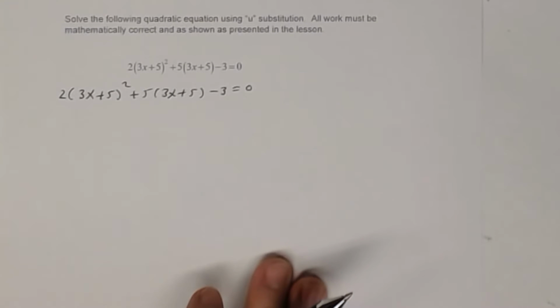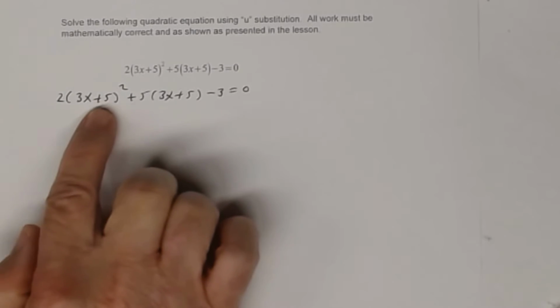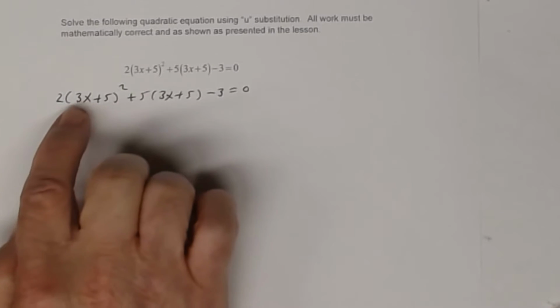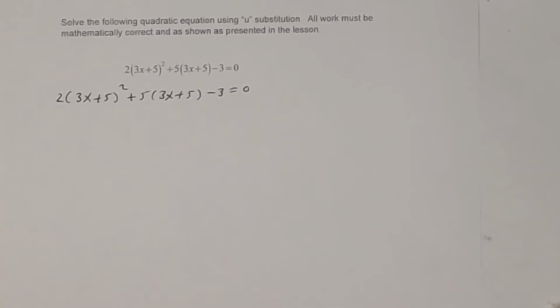Okay, so basically what I want you to recognize is that if you look at this quadratic equation, it is quadratic because if you take this linear expression right here and you square it, you're going to get an x squared. So when you multiply all this out, you will get x squared. So that is a quadratic equation.